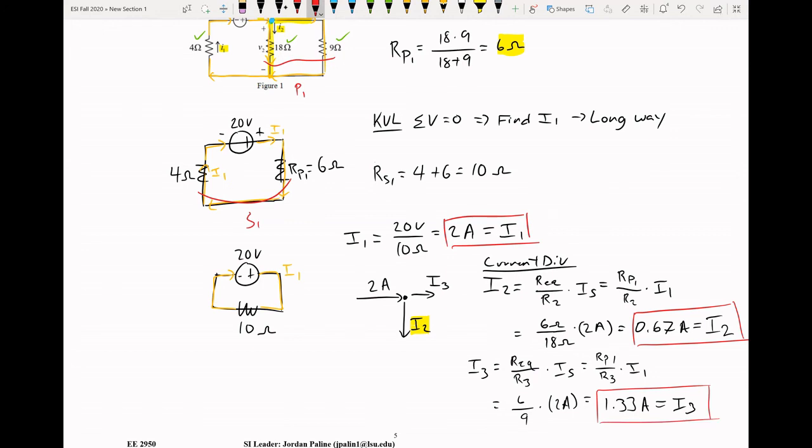And if we did the quick KCL on it right here, 0.67, 1.33, we'll see that 2 coming in is equal to the 0.67 plus the 1.33. Okay, so that checks out.